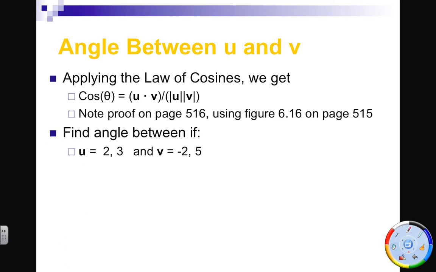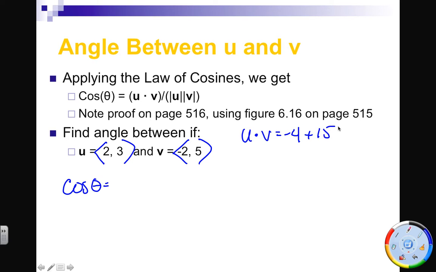So let's say I have the vector 2, 3 and the vector negative 2, 5, and I want to find the angle between the two vectors. So cosine theta is u dot v over the magnitudes, so I have to find u dot v. U dot v is 2 times negative 2, which is negative 4, plus 3 times 5, which is 15, so that's 11.